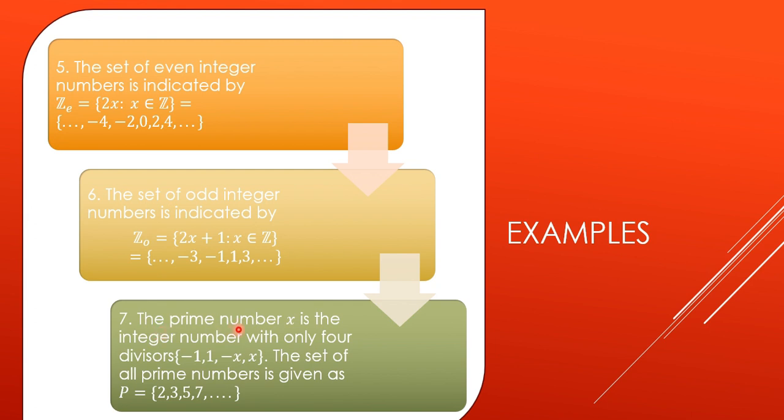Number 7, the prime number x is an integer with only four divisors: minus 1, 1, minus x, x. The set of all prime numbers is given as P equals 2, 3, 5, 7, and so on.